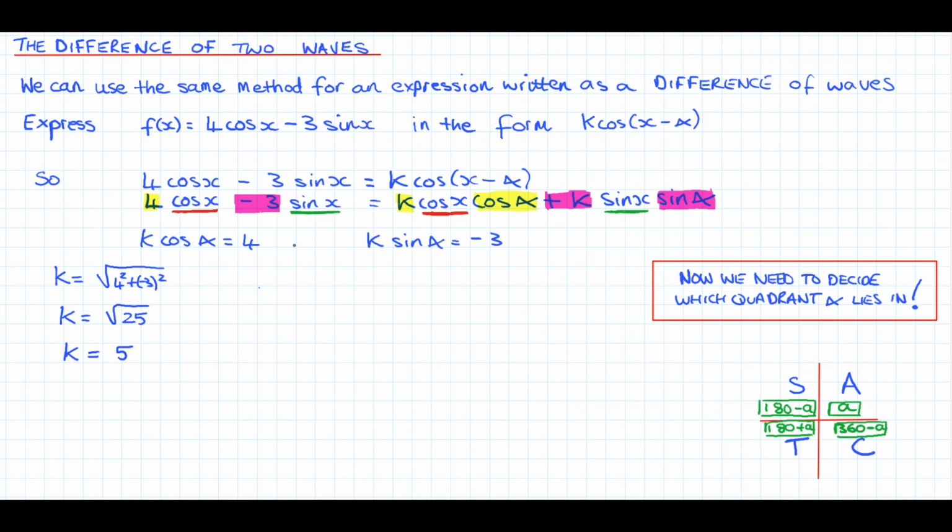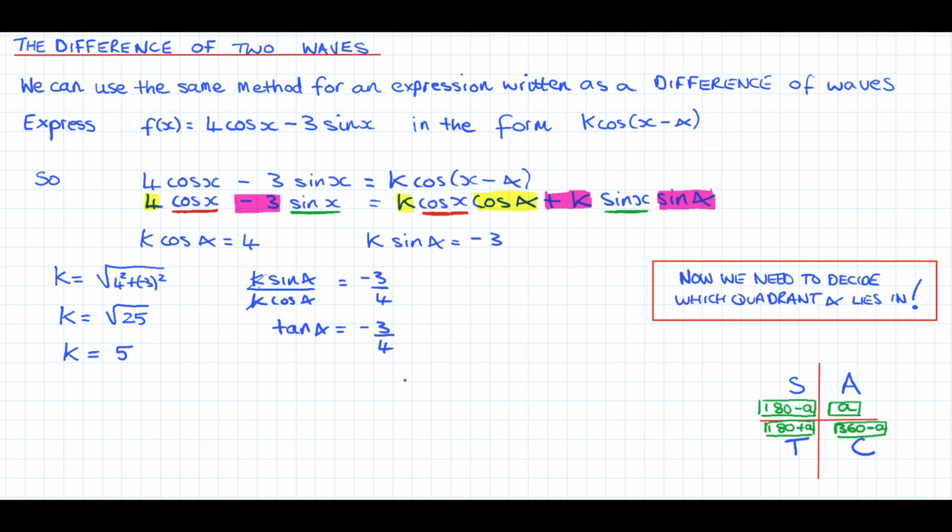The next thing we have to do is to find alpha, and we do that in exactly the same way as well. We write down k sin alpha over k cos alpha, and we know that k sin alpha is equal to negative 3, k cos alpha is equal to 4, and as before we're going to cancel that off. So we have sin alpha over cos alpha, which we know is tan alpha. So tan alpha is equal to negative 3/4.